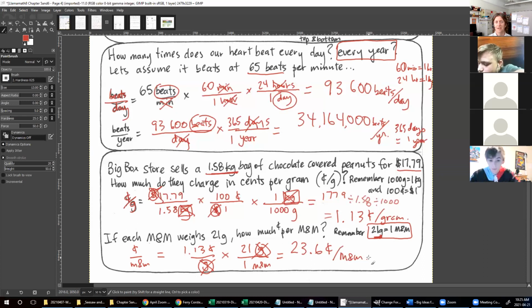There you go. So next time you have a big bag of M&Ms, know that each one of the M&Ms costs you about a quarter to eat.